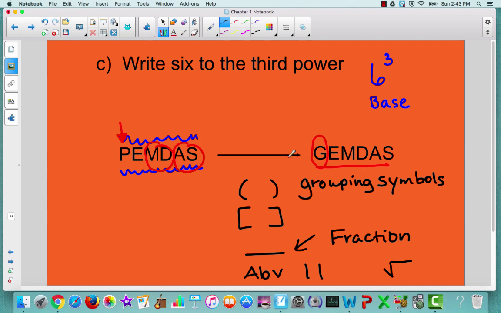So when we talk about proper order of operations, I'm going to say GEMDAS. So grouping symbols, then exponents, multiplication and division together done from left to right, whichever one comes first, and then addition and subtraction from left to right.